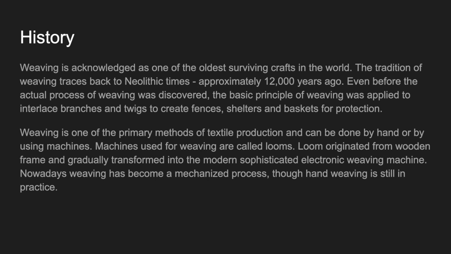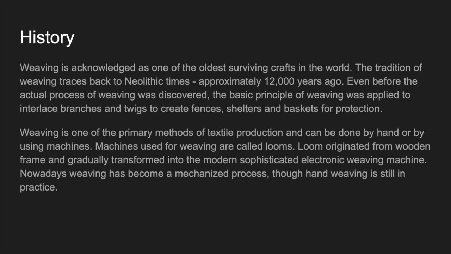Even before the actual process of weaving was discovered, the basic principle of weaving was applied to interlace branches and twigs to create fences, shelters, and baskets for protection. Weaving is one of the primary methods of textile production and can be done by hand or by using machines.